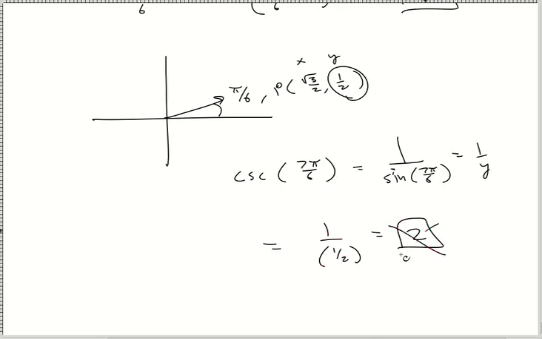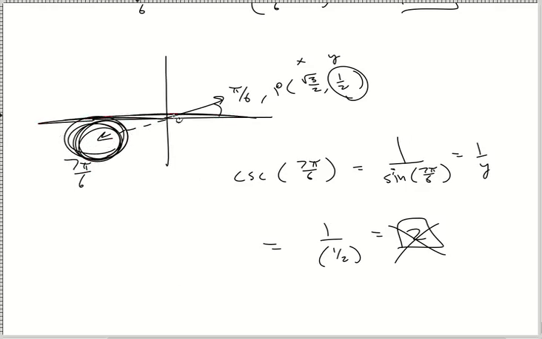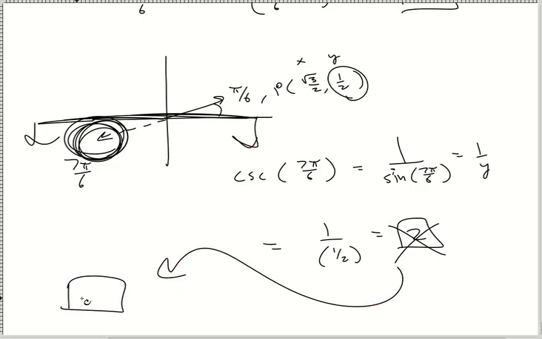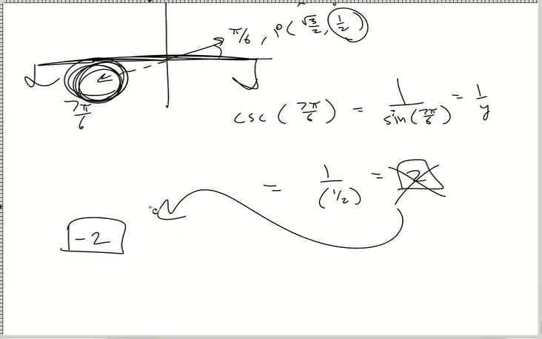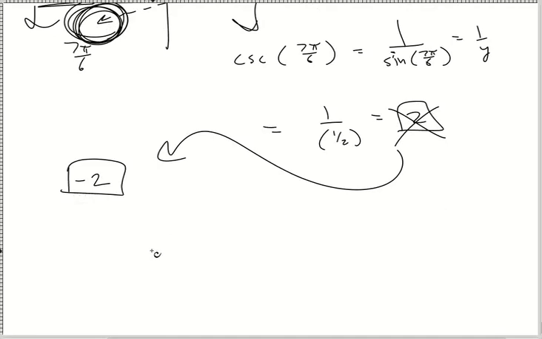Nice! And why? Because it's actually down here in quadrant 3. Didn't we just say that a second ago? My y values, if you notice, are actually negative. So yes, it's a 2, but rather it's a negative 2. Yay! All right, cool.